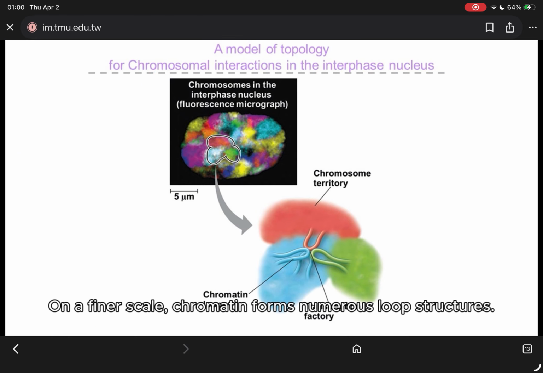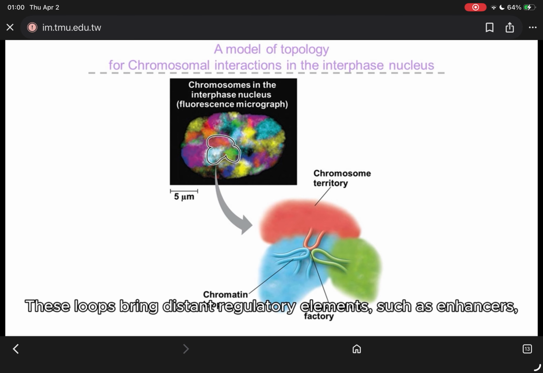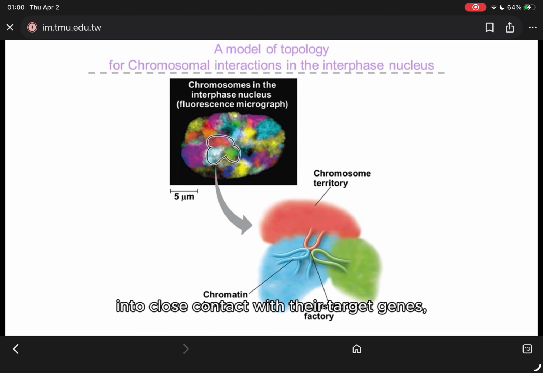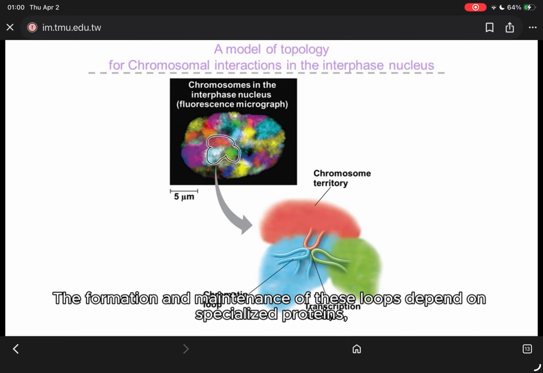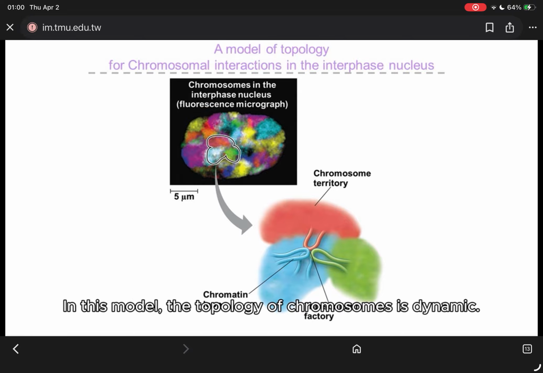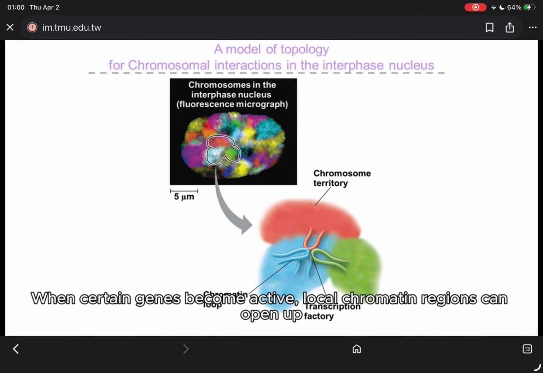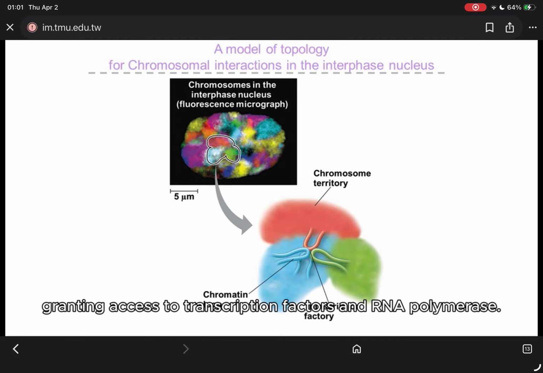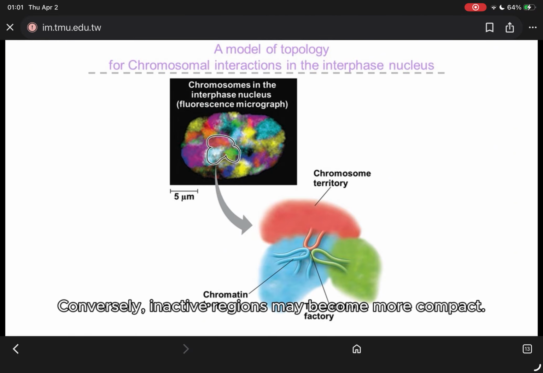On a finer scale, chromatin forms numerous loop structures. These loops bring distant regulatory elements, such as enhancers, into close contact with their target genes, enabling precise control of gene expression. The formation and maintenance of these loops depend on specialized proteins, such as CTCF and the cohesin complex. In this model, the topology of chromosomes is dynamic. When certain genes become active, local chromatin regions can open up, granting access to transcription factors and RNA polymerase. Conversely, inactive regions may become more compact.